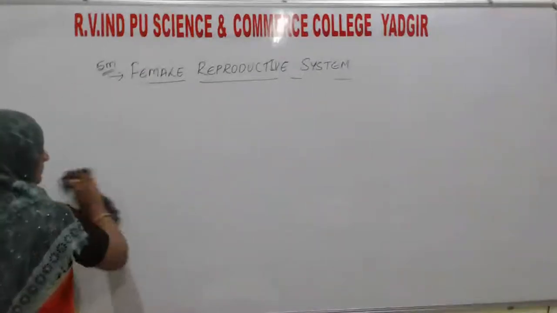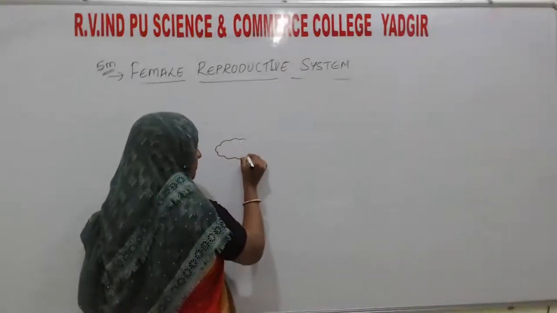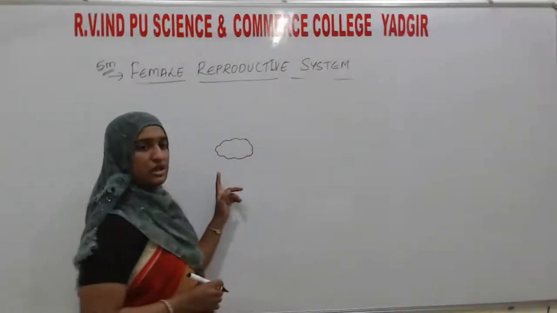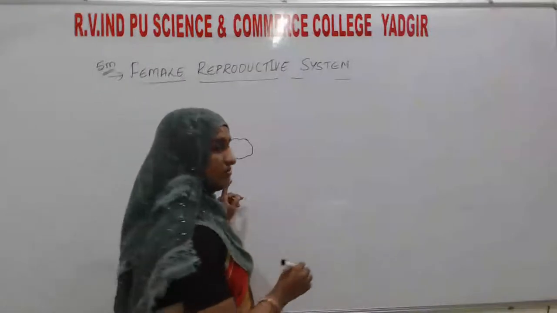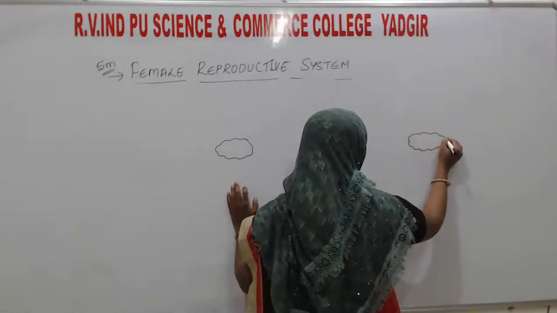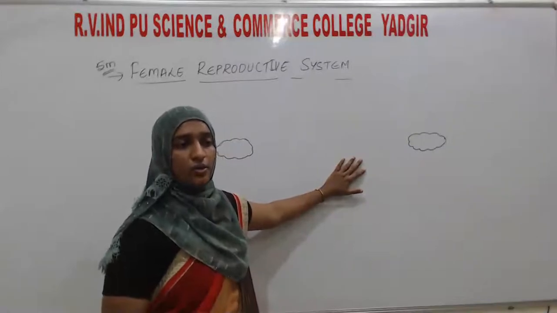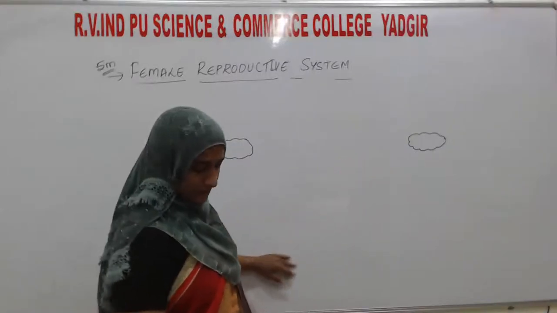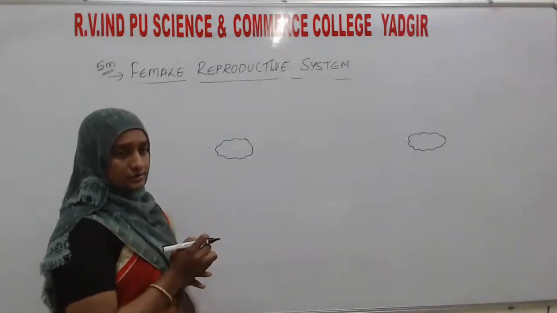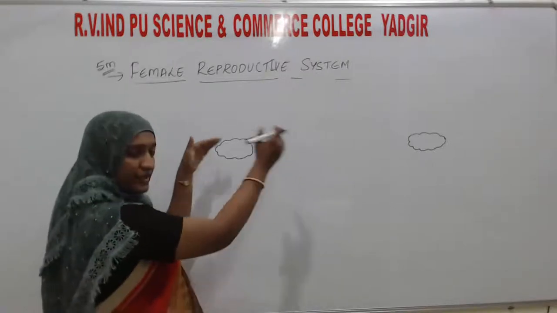These are the pair of ovaries, which are oval in shape. These are the pair of ovaries located in the lower abdominal region. And here it is attached with the oviduct. Oviduct means tube-like structures from both the ovaries.